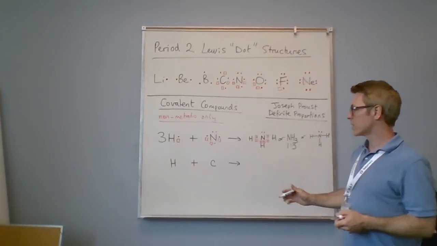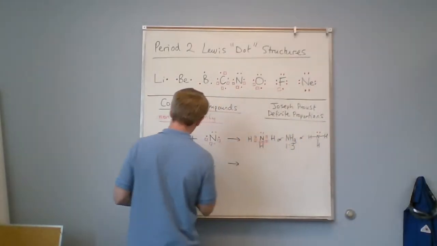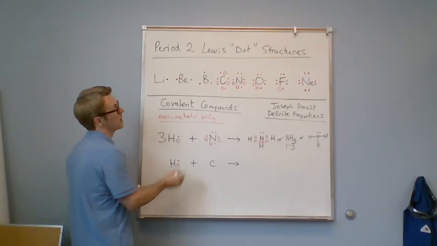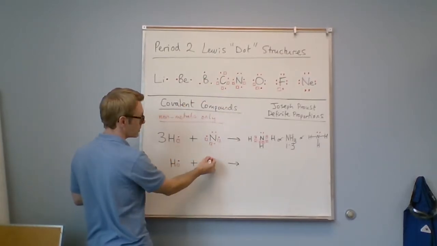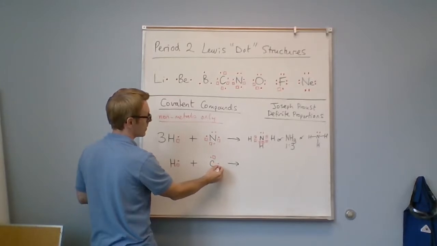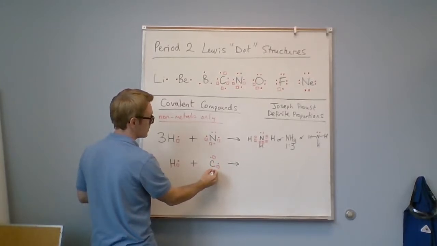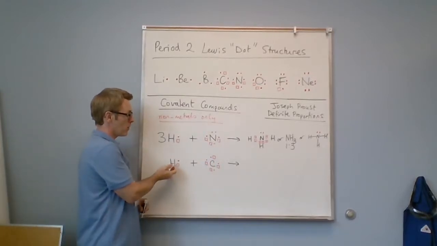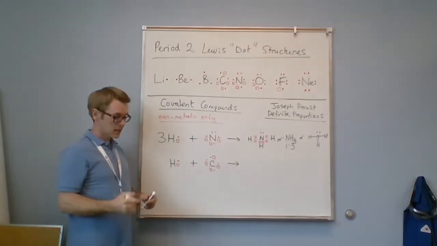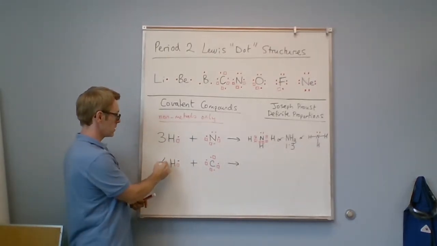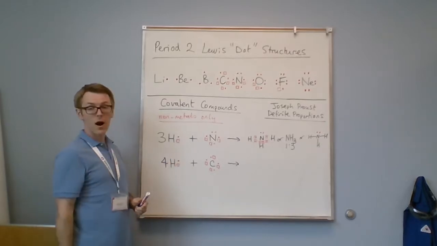To conclude this video, let's look at hydrogen and carbon. Hydrogen with its dot in its box. Carbon is going to have 4 dots and 4 boxes. Hydrogen can form 1 bond, but carbon needs 4 bonds. So we need 4 hydrogens for our carbon atom.